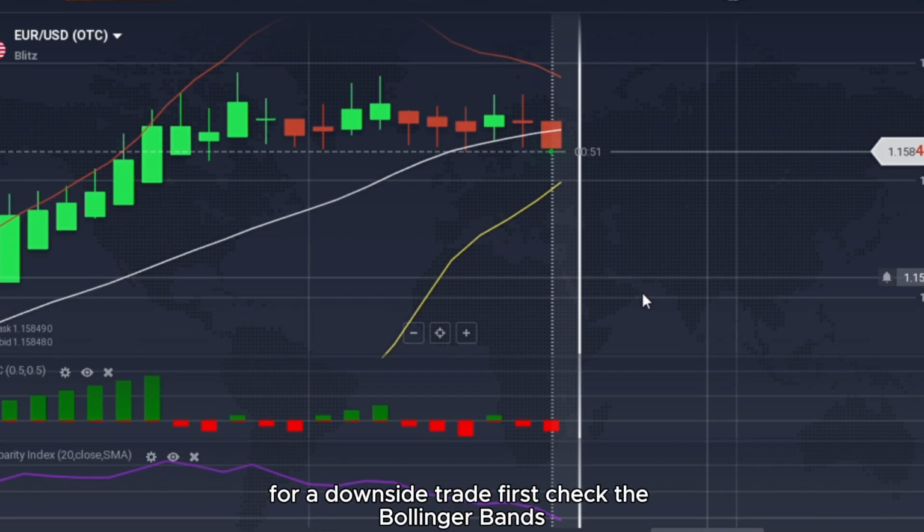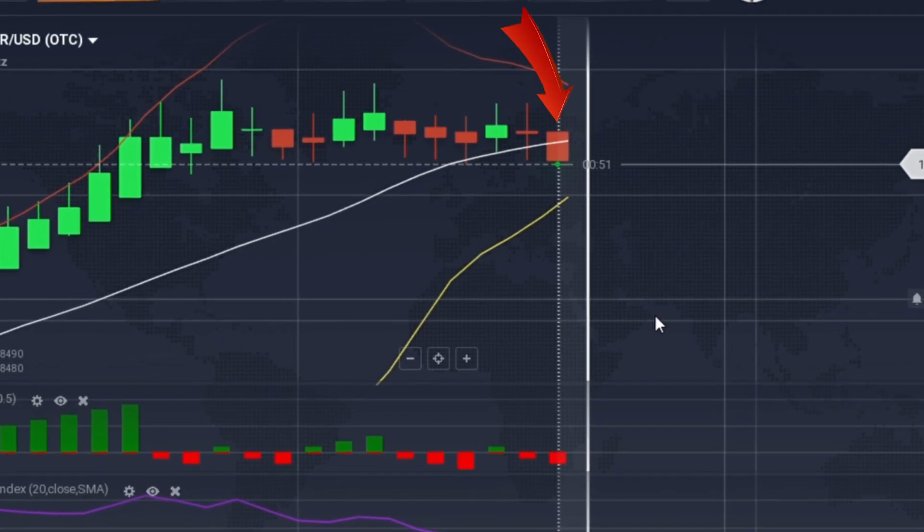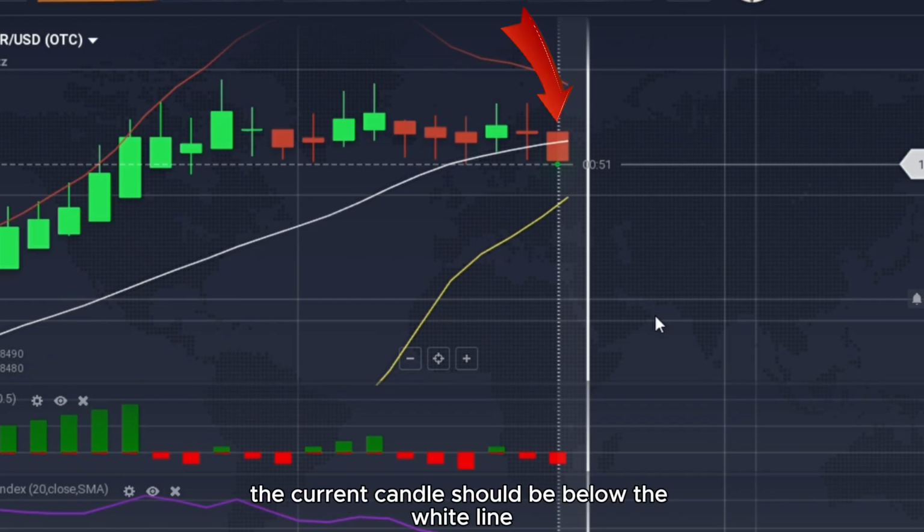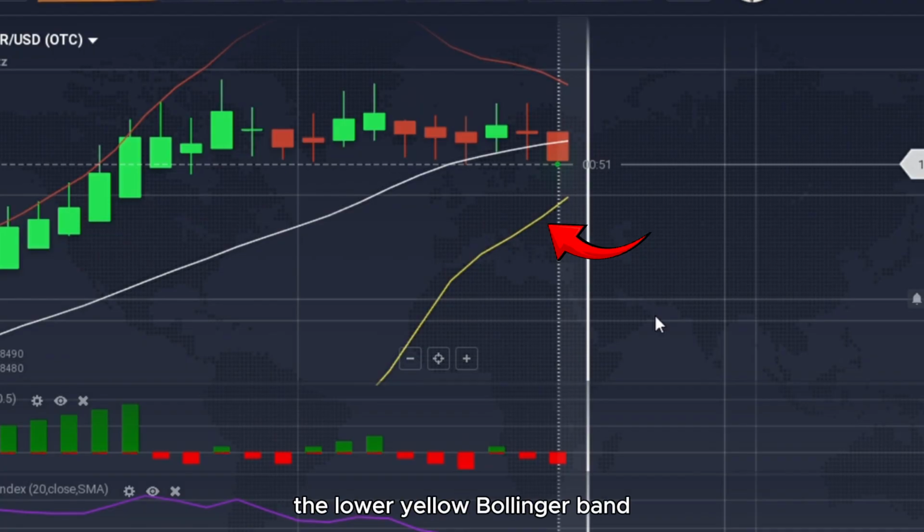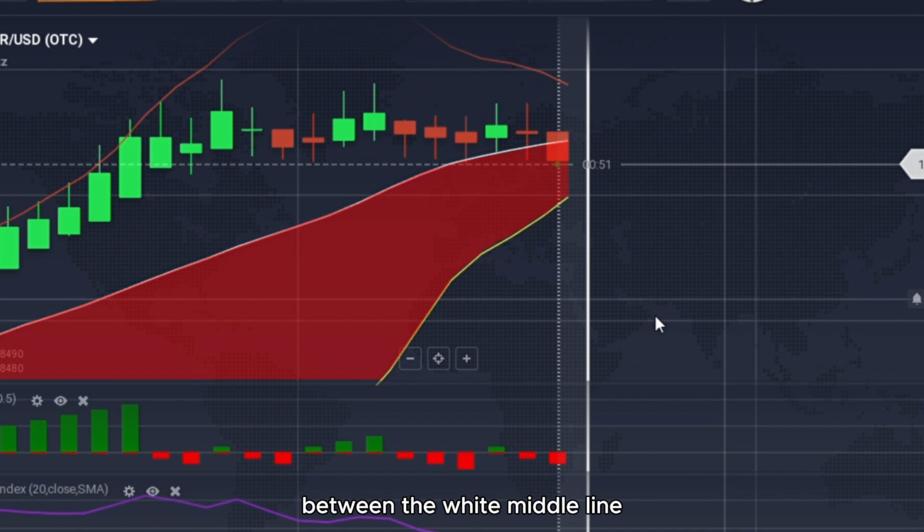For a downside trade, first check the Bollinger Bands. The bearish candles should cross below the white middle line. The current candle should be below the white line but should not touch or cross the lower yellow Bollinger Band. In other words, the candle should be moving between the white middle line and the lower yellow line.